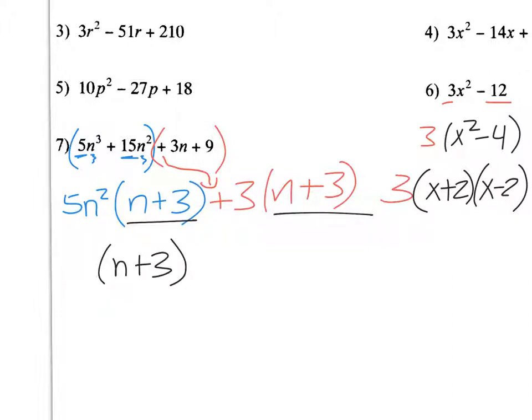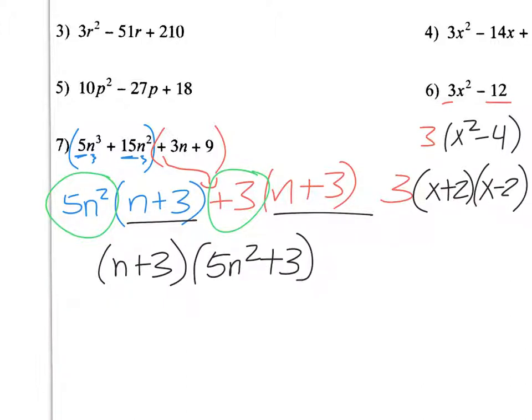Then I group what I took out. So in this case, that's going to be 5n squared plus 3. And then that one's factored. So a good review of factoring as it's necessary in helping you solve quadratic equations.